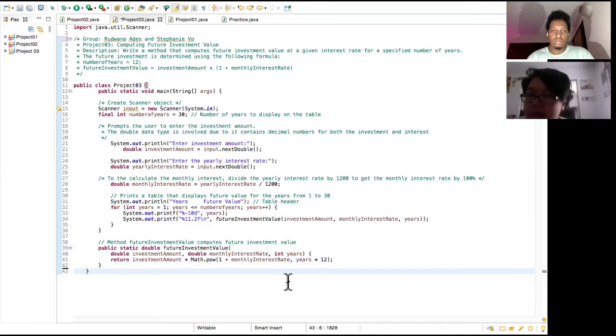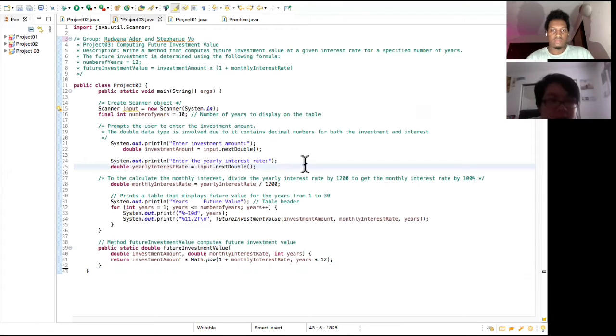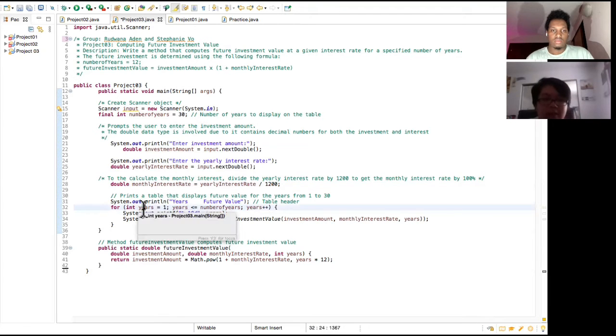Because I have a good understanding of accounting and interest rates, and after a quick Google search on how to calculate the monthly interest, it said I had to divide the yearly interest rate by 12 months. But to get the monthly interest rate as a percentage, I also have to multiply the 12 by 100, since 100 represents 100%. Hence, the double monthlyInterestRate equals yearlyInterestRate divided by 1,200.